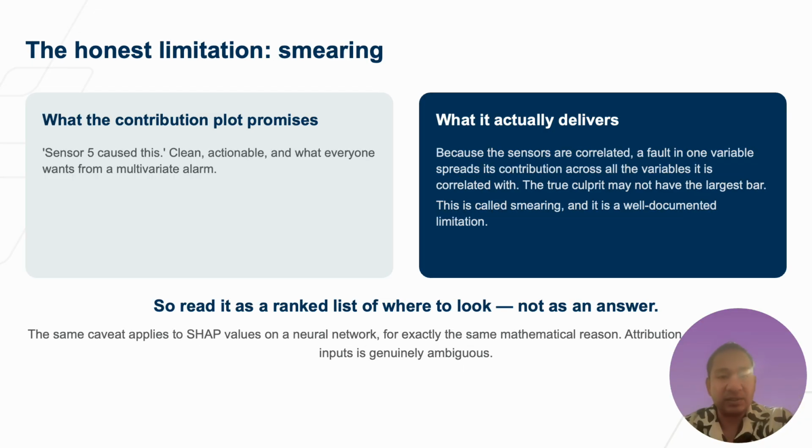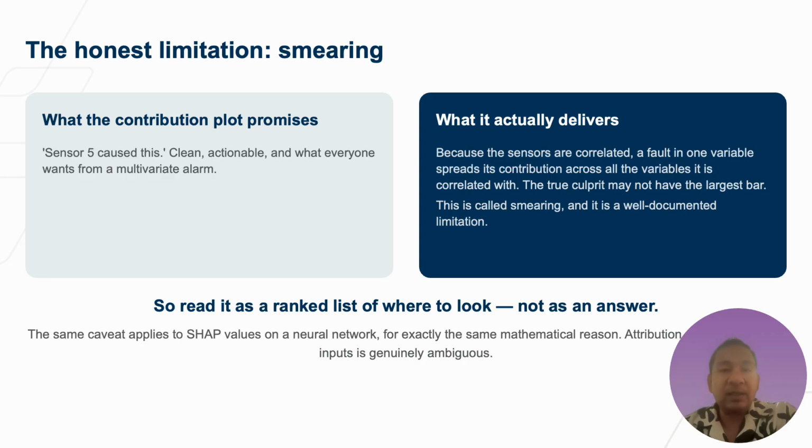The honest limitation: smearing. What a contribution plot promises is that sensor 5 caused this. Clean, actionable, and what everyone wants from a multivariate alarm. What it actually delivers is less than that. Because the sensors are correlated, a fault in one variable spreads its contribution across all the variables it's correlated with. If sensors 5 and 7 normally move together, a fault in 5 shows up partly in 7.